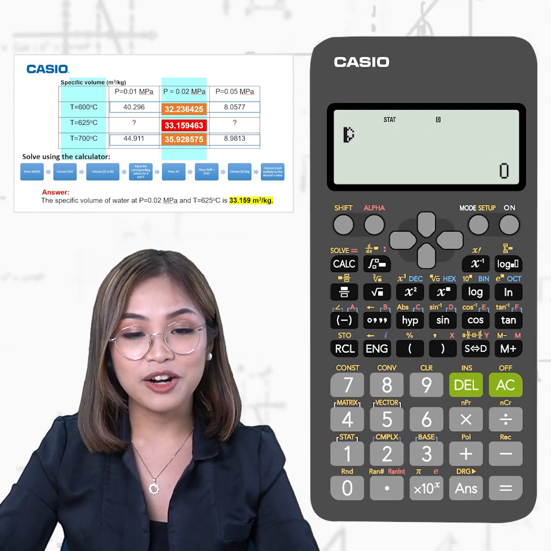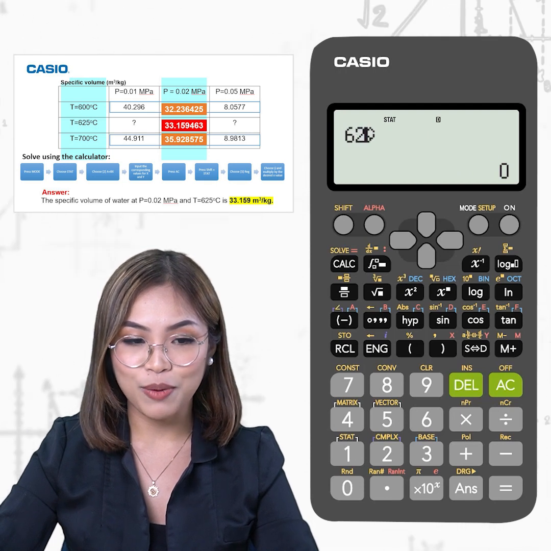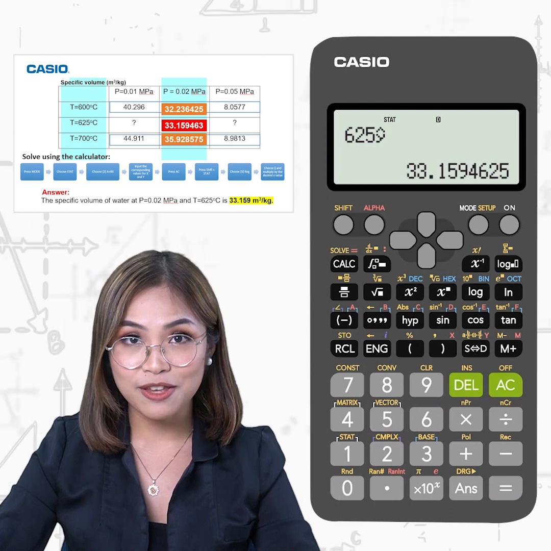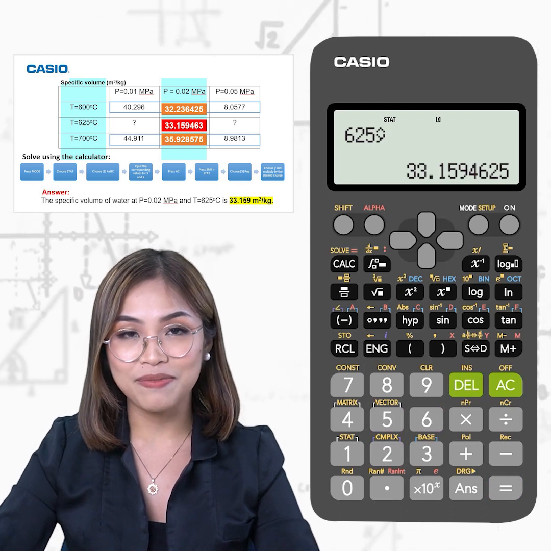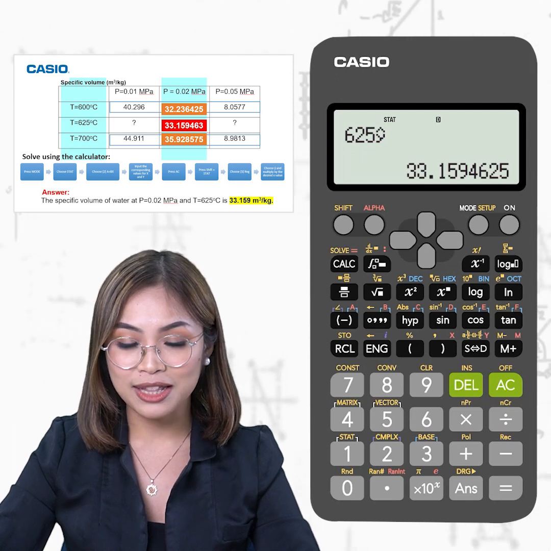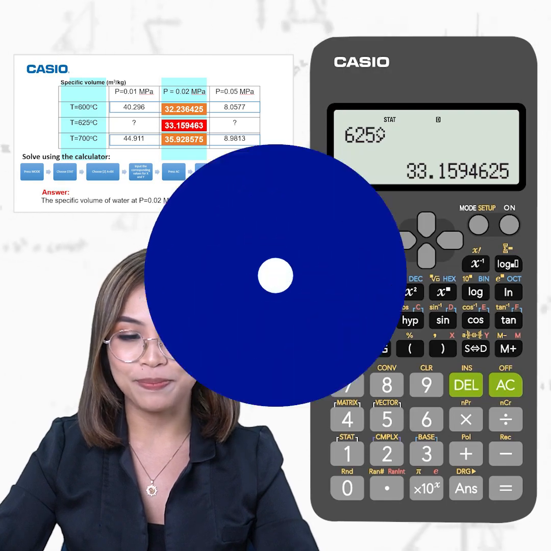Y hat. Since our desired temperature is 625, we will multiply it by Y hat, press the equal sign, and we will get our desired specific volume at 625 degrees Celsius and P equals 0.02 megapascals. We get 33.159 cubic meters per kilogram.